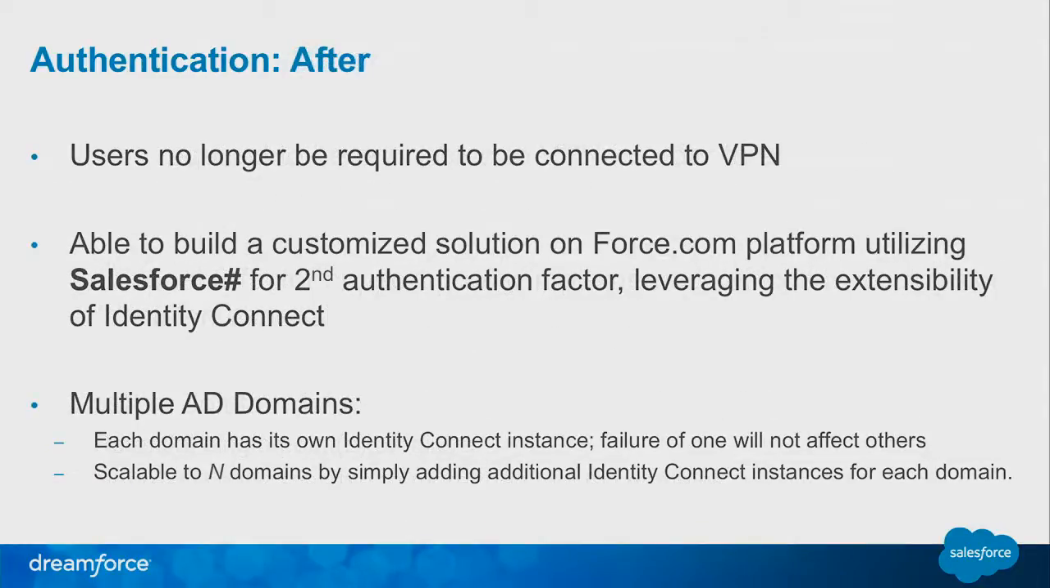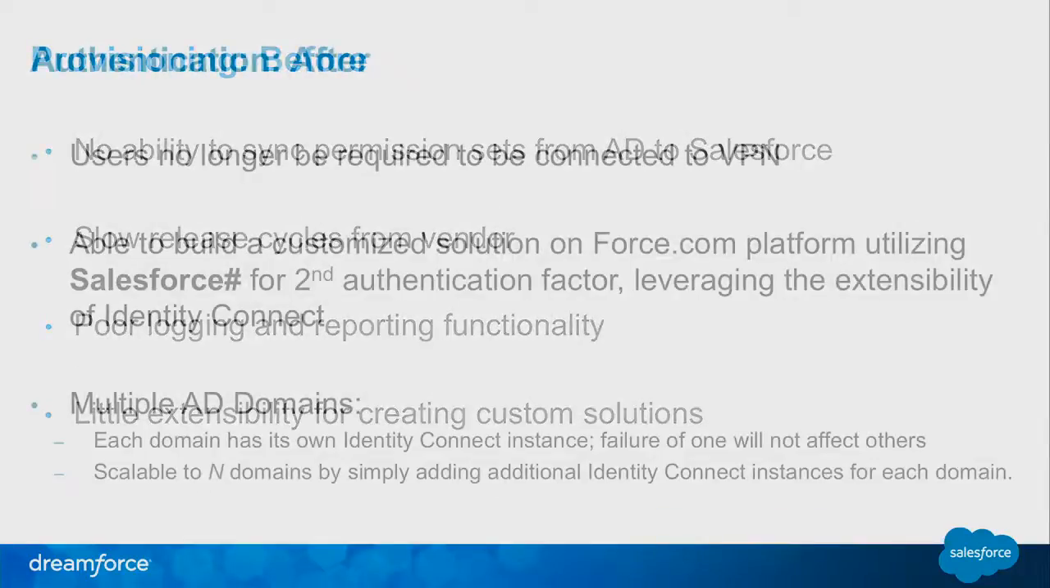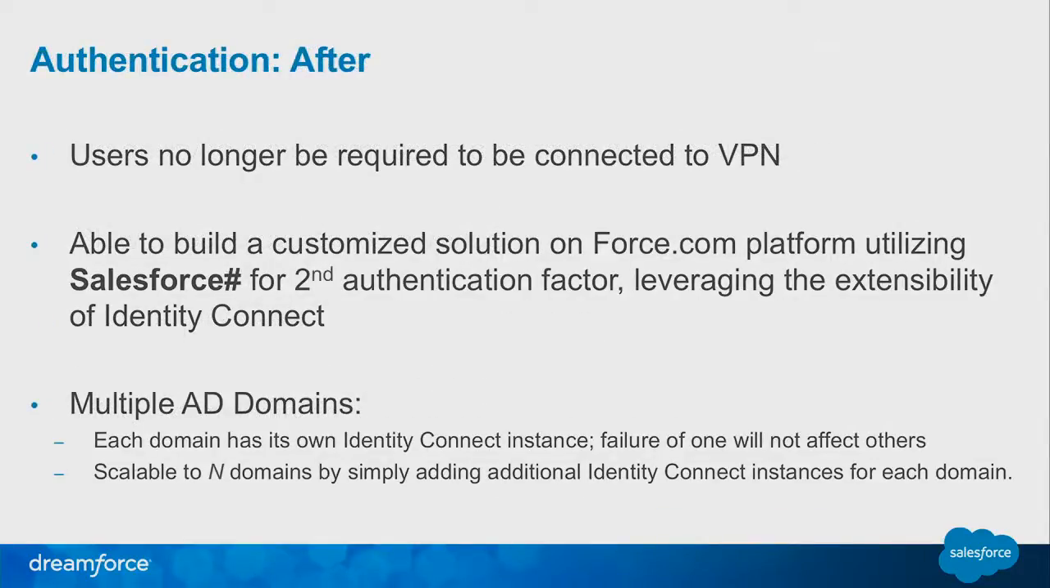So the future state is users no longer required to be connected to VPN. They can either be connected to VPN if they happen to be, or they're already sitting at their desk in the office. That's great. They can log in through Identity Connect, like Vikas just showed you. They can do IWA, Integrated Windows Authentication with Kerberos, or they can be anywhere, and we'll just ask them to do a two-factor authentication using our own time-based one-time password rolling code in addition to their AD password.